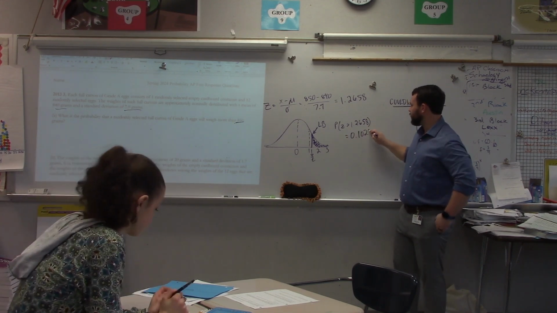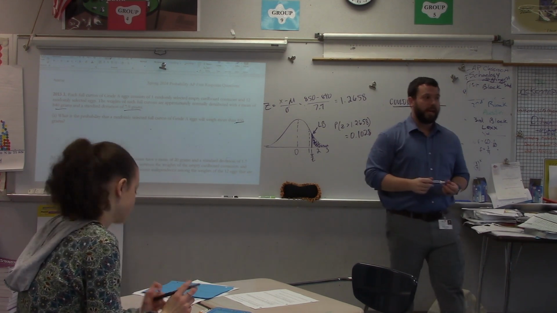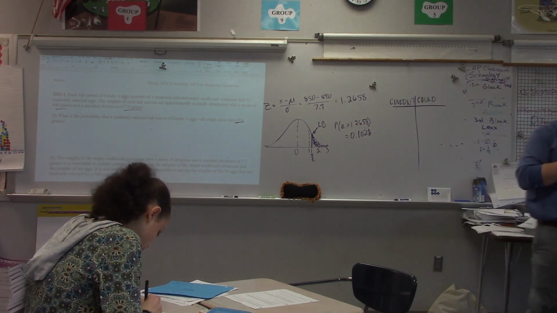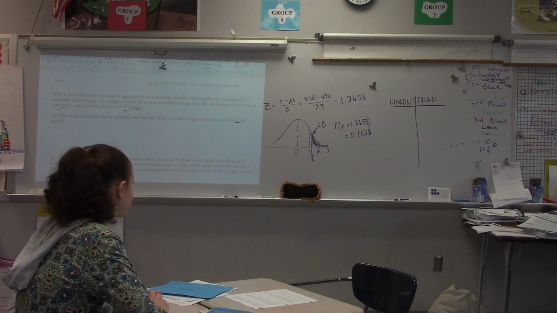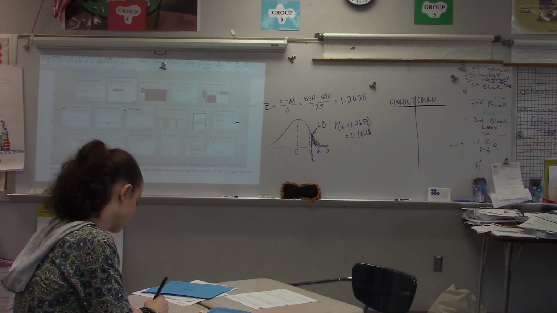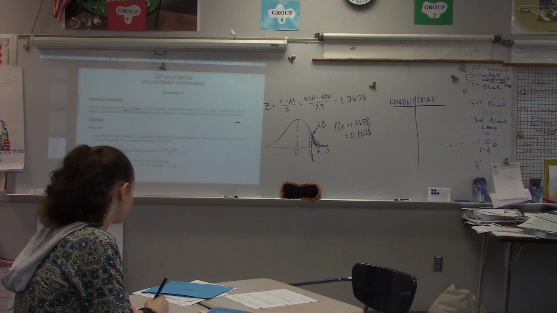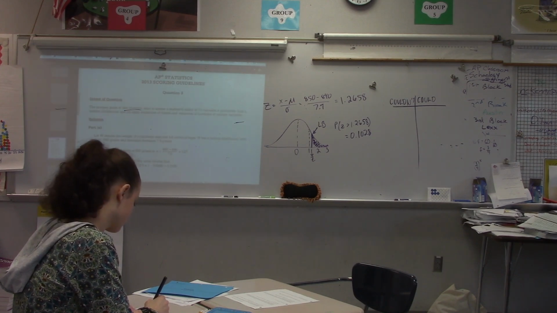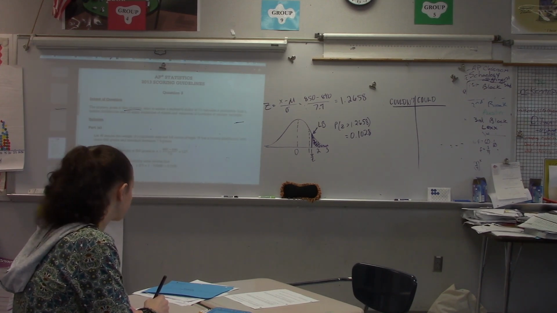0.1028. Okay, so let's check the free response questions. That's personally what I would have done. I would have drawn that normal distribution, I would have shaded to the right, I would have used that z-score, and the AP exam said this. So the exact answer that they did, if I zoom in here, you can see it more clearly.